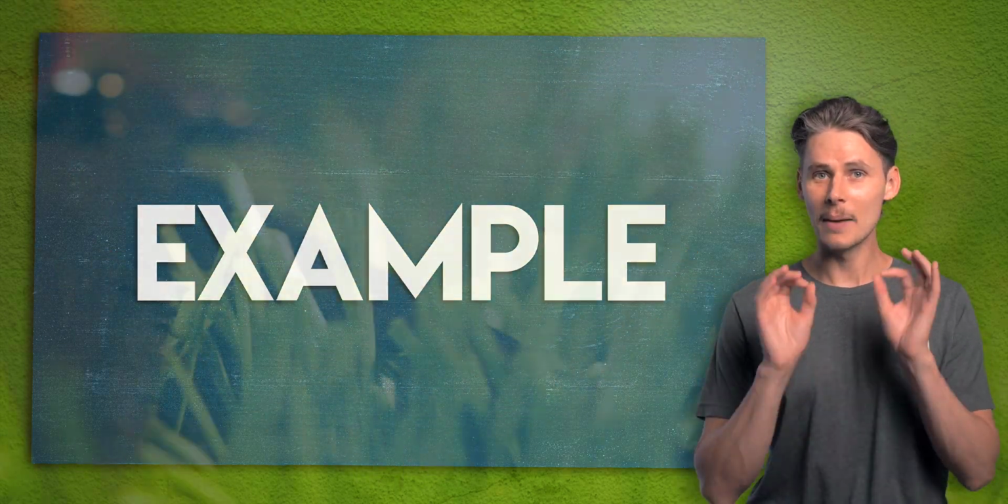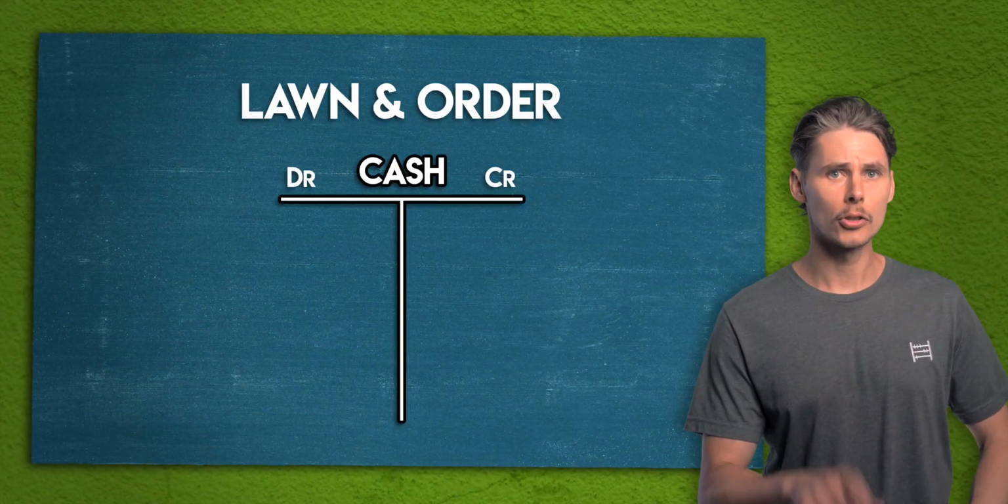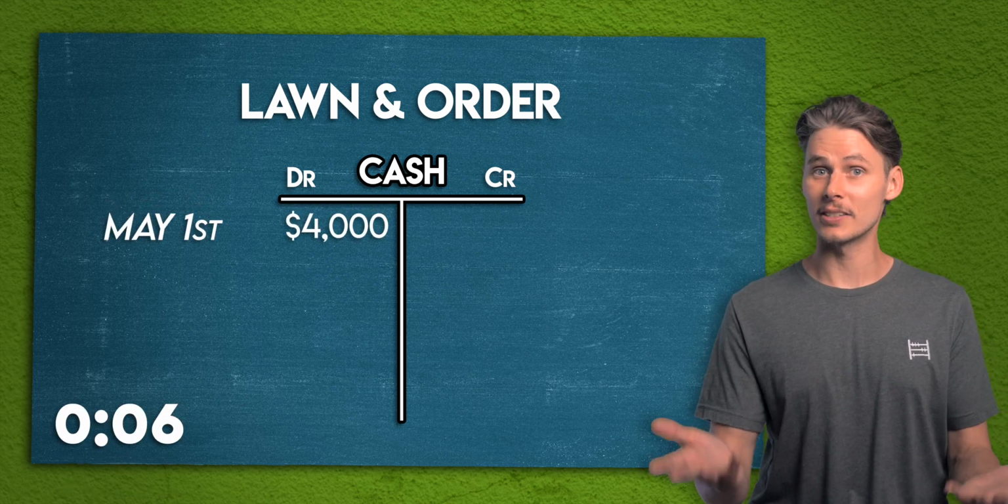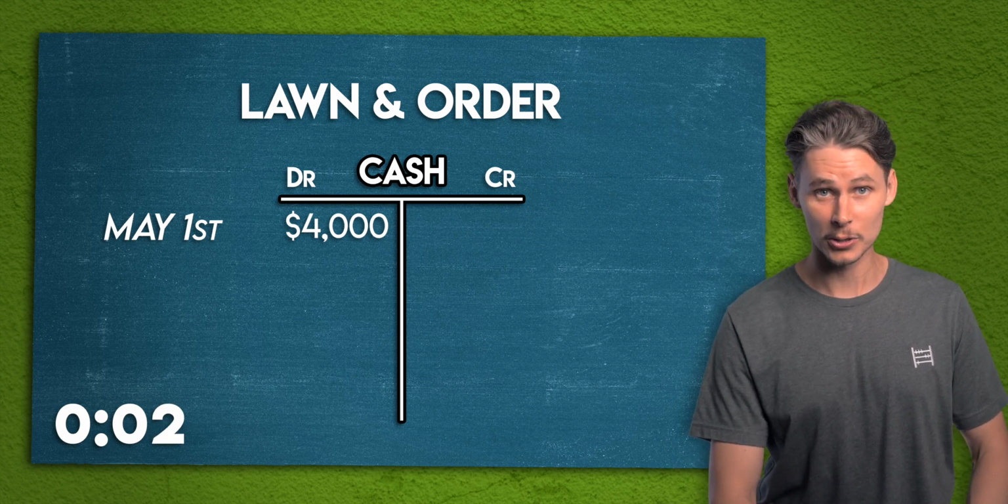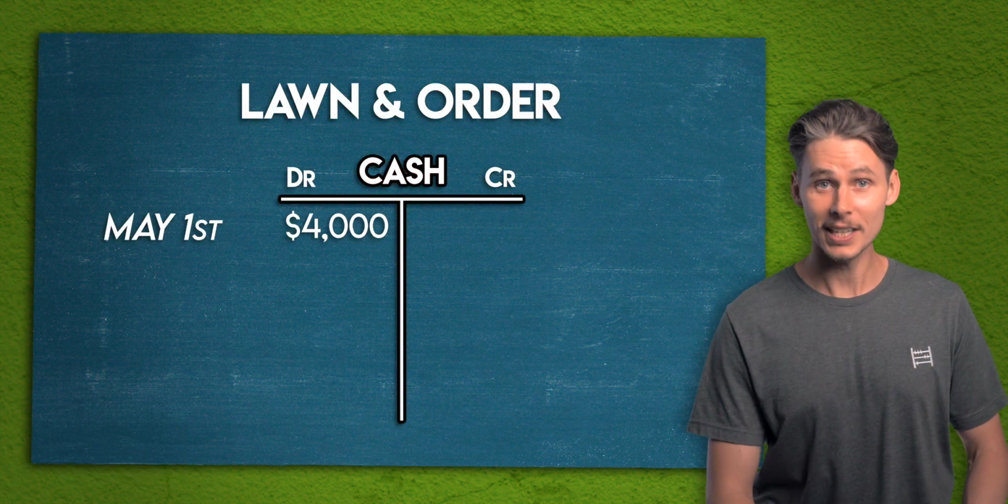Example time. Imagine that you run a mowing business called Lawn and Order. You start the month of May with $4,000 in cash. Cash is a type of asset, the A in DEALER, so it's a normal debit account. That means your opening balance goes on the left side of your cash T account.